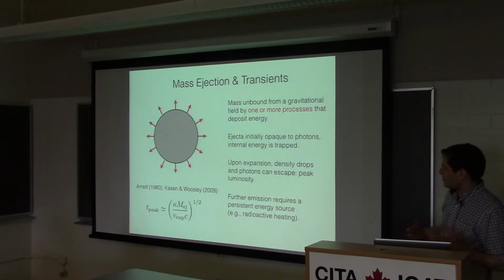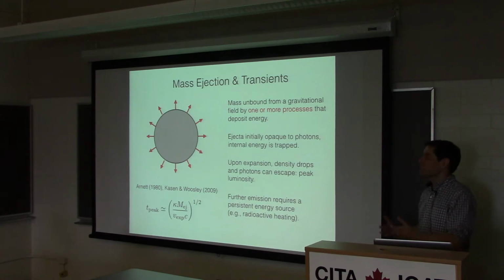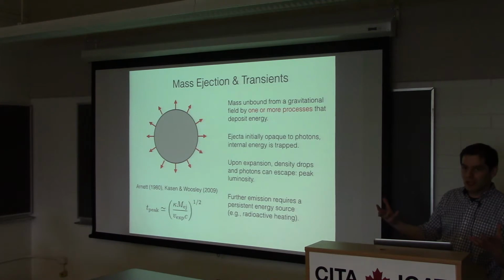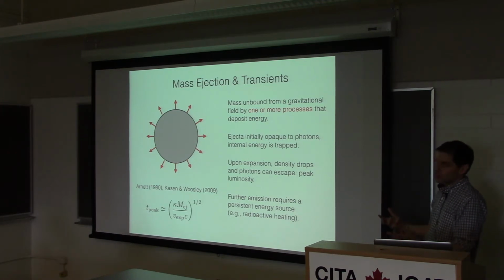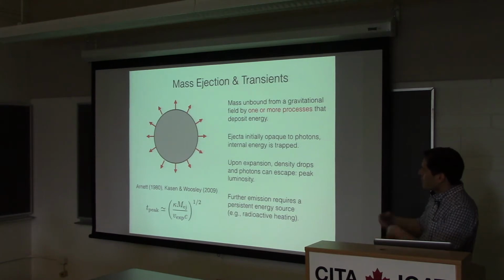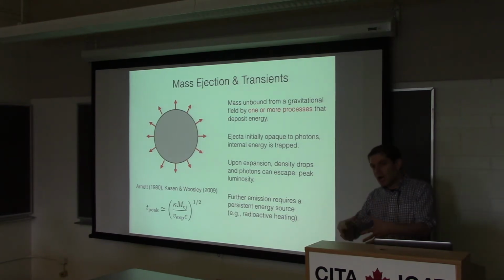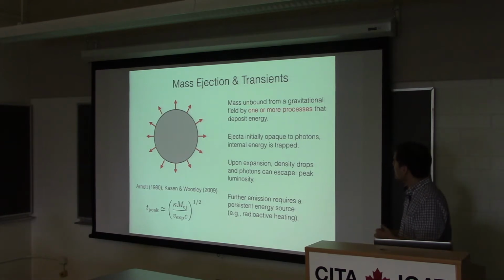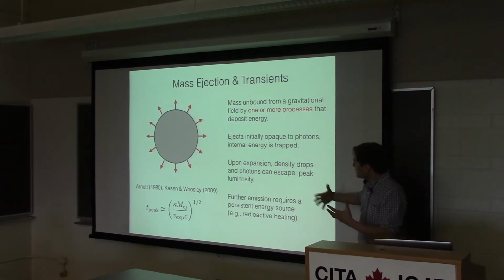Now, a large class of transients, not all transients, but a large class of transients, are related to the ejection of mass, and unbinding of mass from a gravitational potential, in particular in the vicinity of a compact object potential. Essentially, if you want to eject mass that is gravitationally bound to a compact object, you have to add extra energy. So there are physical processes operating that transfer or generate energy to make this ejection happen.